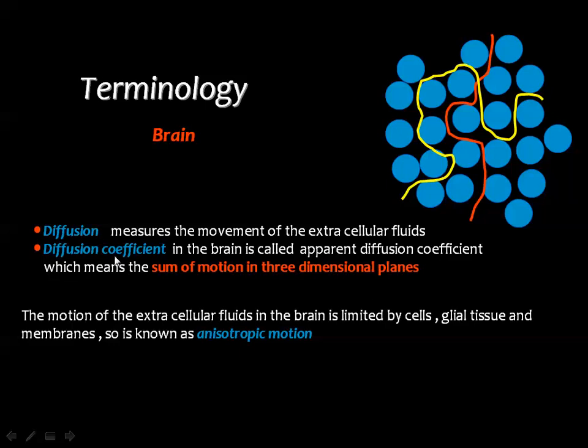What is the diffusion coefficient? It is the determination of the rate of diffusion of these fluids, and because we cannot calculate the diffusion in a random way, the diffusion coefficient whenever we are dealing with the brain tissue will be known as apparent diffusion coefficient, which is equal to the sum of motion in the three-dimensional planes.